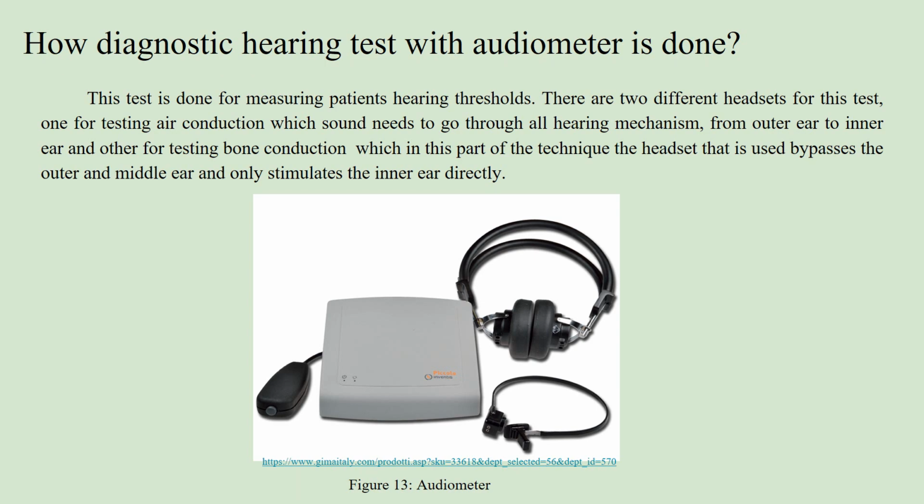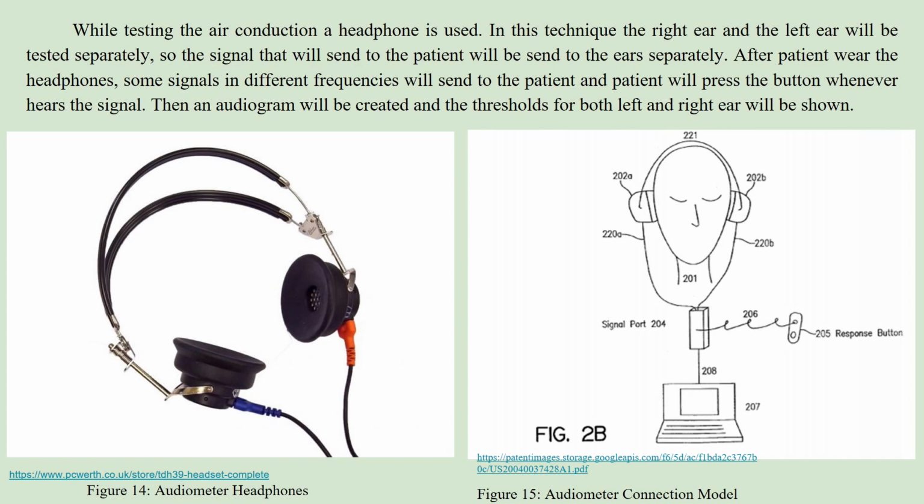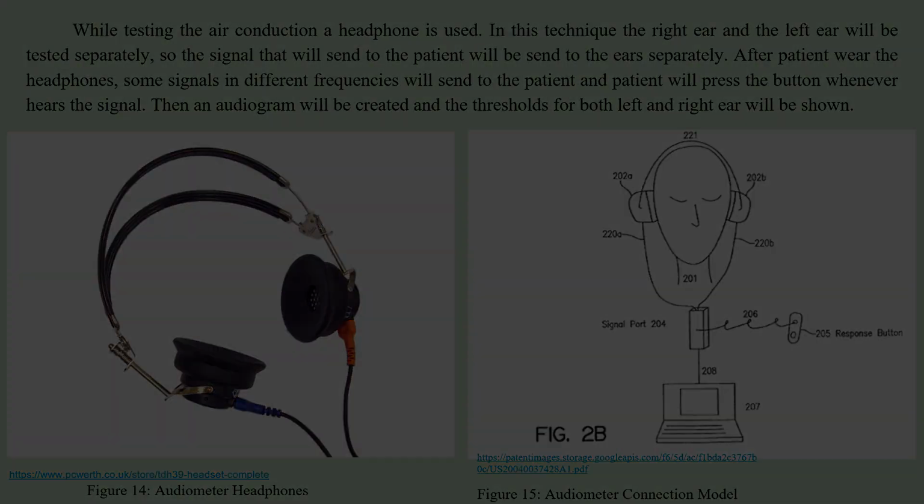In the air conduction test, headphones will be used to send the signal which is taken from the audiometer. The signal will be sent to the patient's both ears, but separately. After the patient wears the headphones, signals in different frequencies will be sent to the ears, and the patient will press the button whenever he hears the signal. Then the audiometer will collect all the data taken from the test.